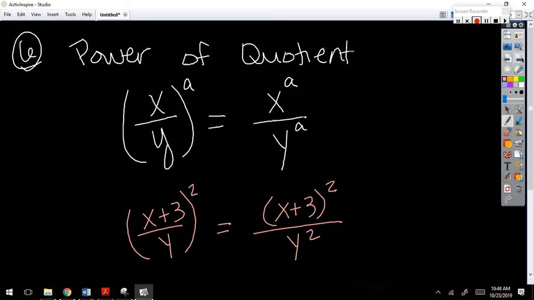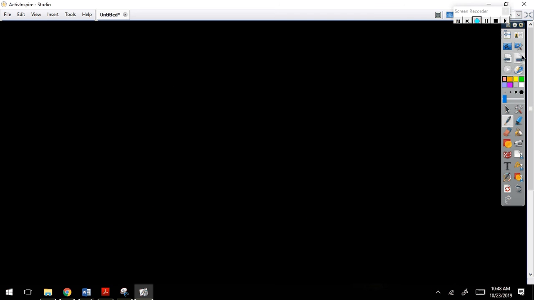All right. There was a negative one. Same thing. It's still the same property. So if I had like x negative 3 over y 2 raised to the 5th, or even if that was negative 5. Same thing.